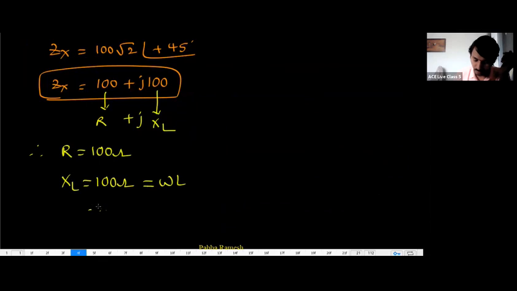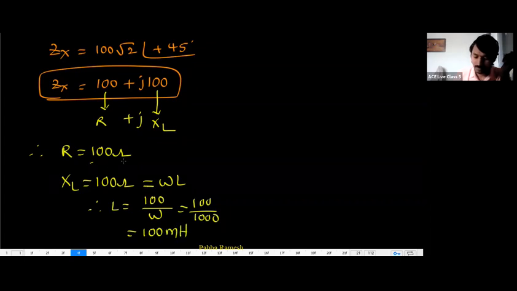Substitute here. Therefore, L is equal to 100 by omega, 100 by 1000. So what will be there? 100 milli. This is 100 ohm. This is 100 millihenry.